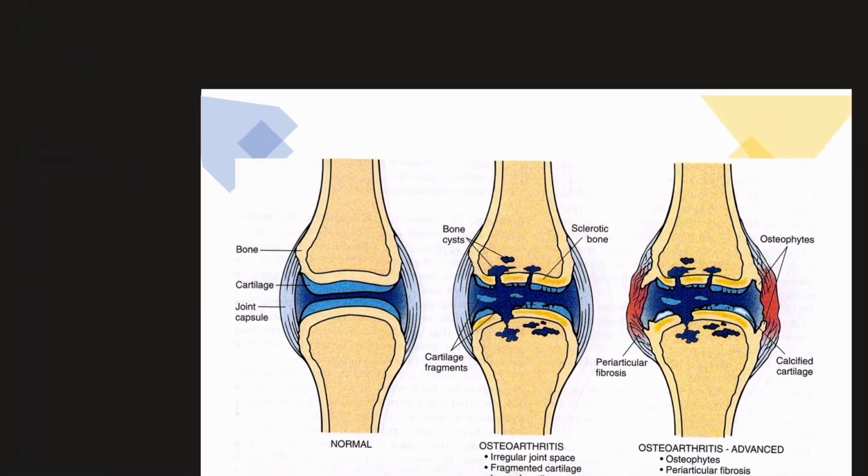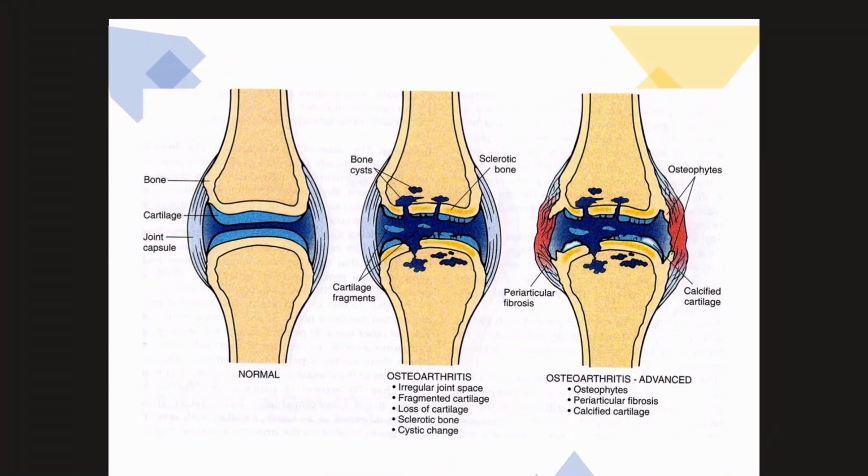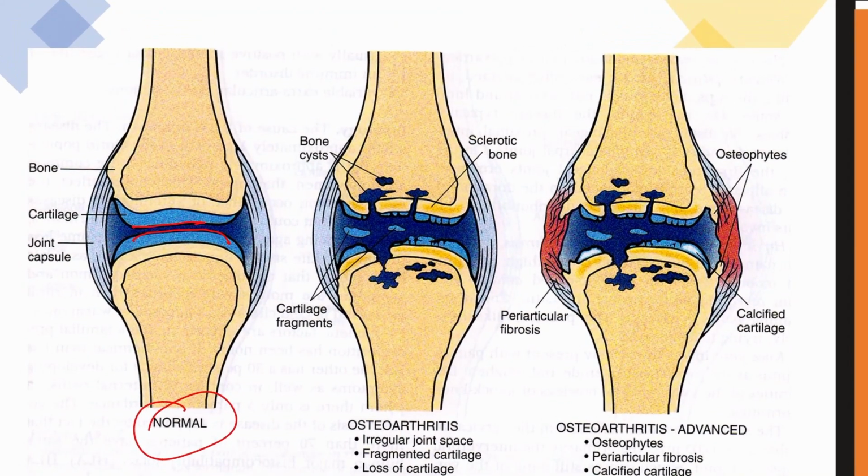So here is your normal joint. Really nice joint spacing here, nice and even throughout the joint. Then we have our osteoarthritis. Cartilage is broken off. We have synovial fluid invading into these spaces, causing the bone cyst to form.